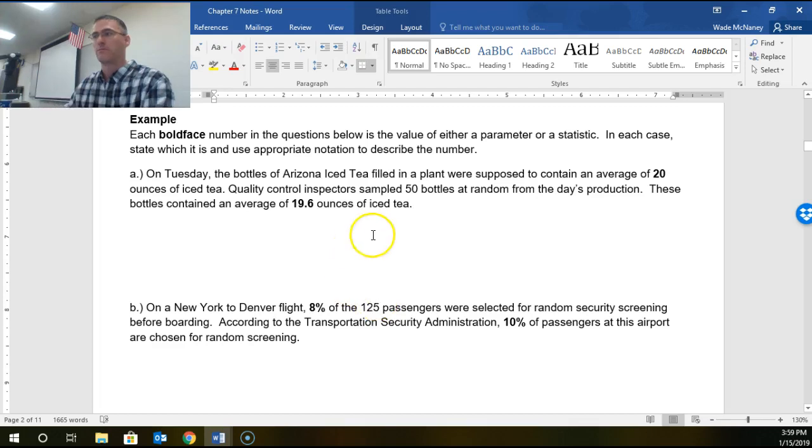So let's practice this. I want you guys to read this and identify the population and the parameter. Identify the sample, the statistic, and use the correct notation. So we're looking at the bold-faced numbers. Is this a parameter or a statistic? On question A, bottles of Arizona iced tea are supposed to contain an average of 20 ounces of iced tea. Quality control people came in, they inspected a sample of 50 bottles, and they measured those, and they contained 19.6 ounces of tea. So which one is a parameter? Which one is a statistic?